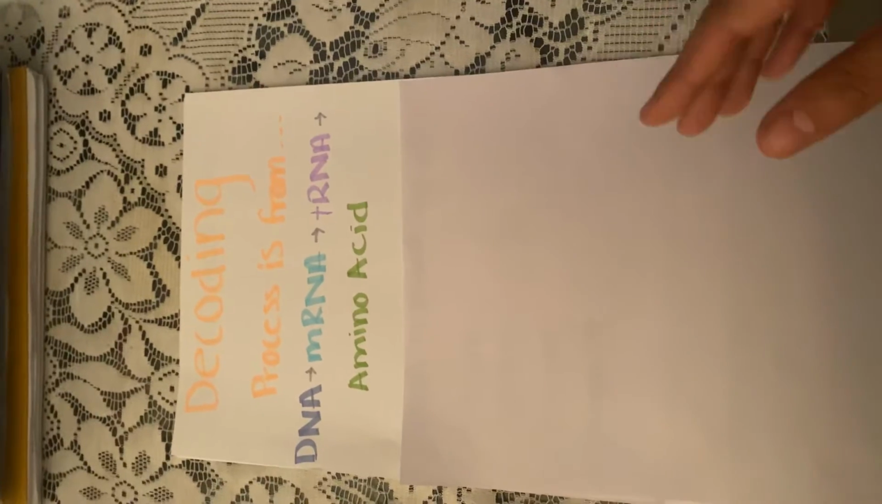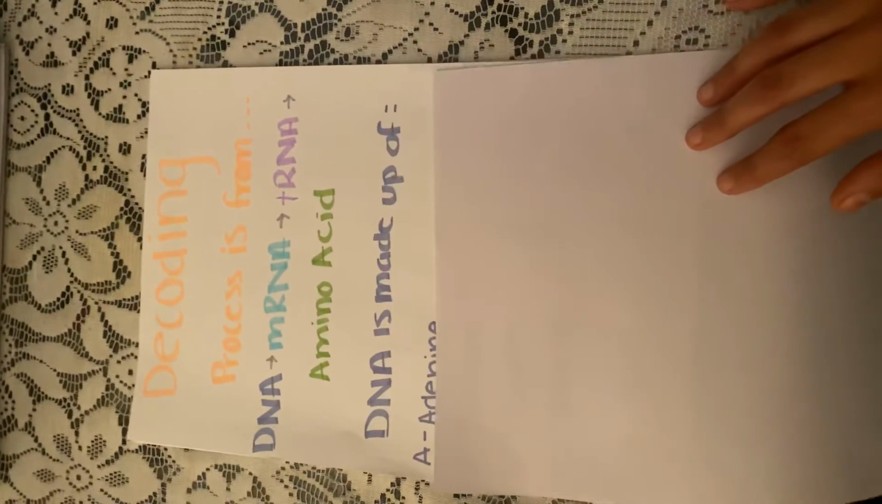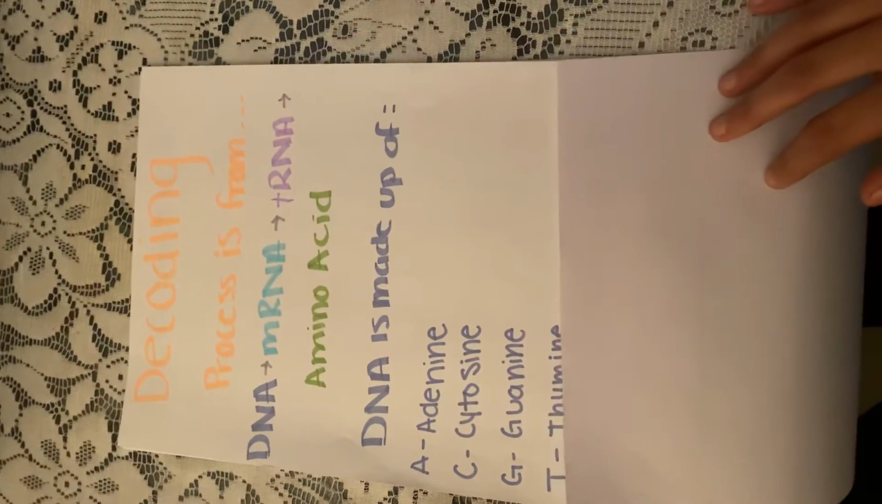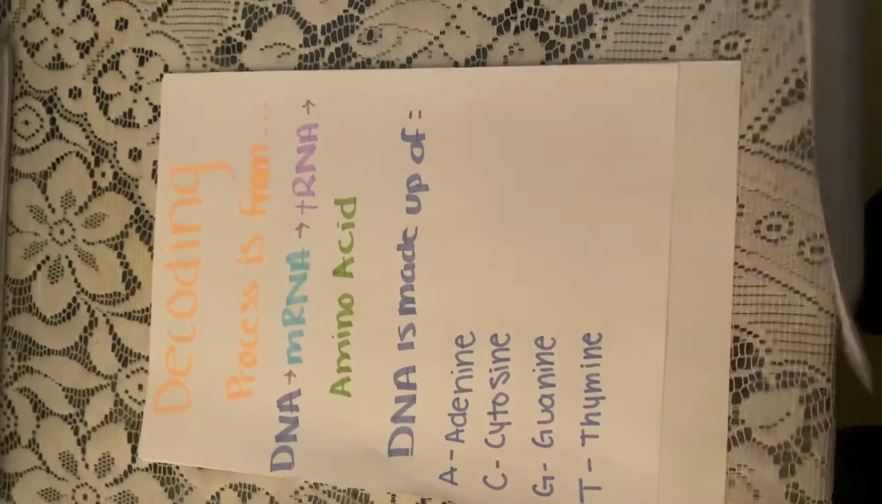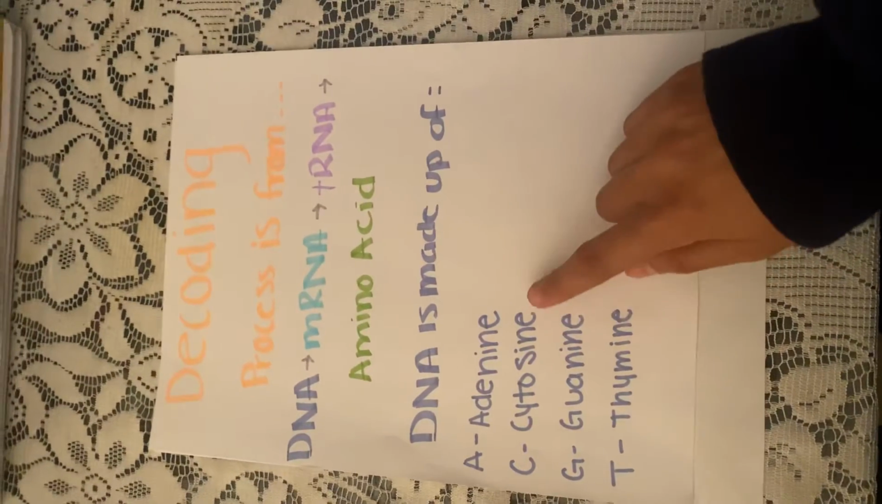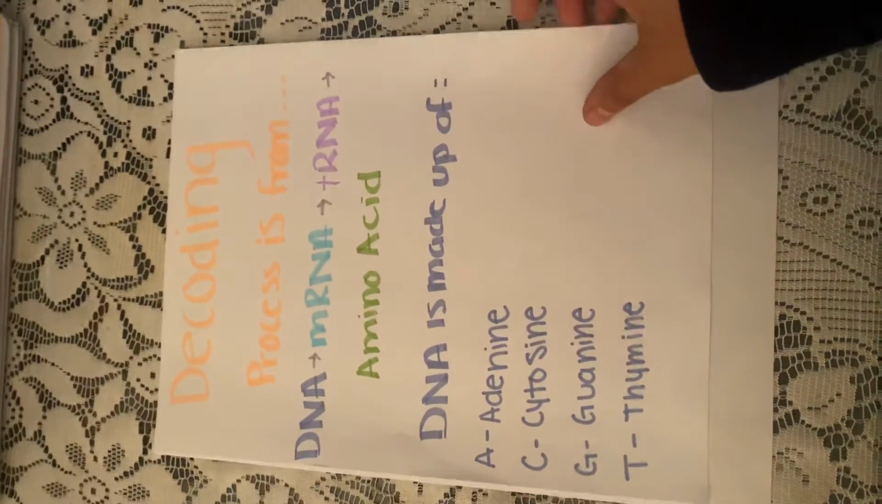So we're going to talk about what the DNA is made up of. It is made up of adenine, cytosine, guanine, and thymine. So in the DNA, adenine binds with thymine, and cytosine binds with guanine.